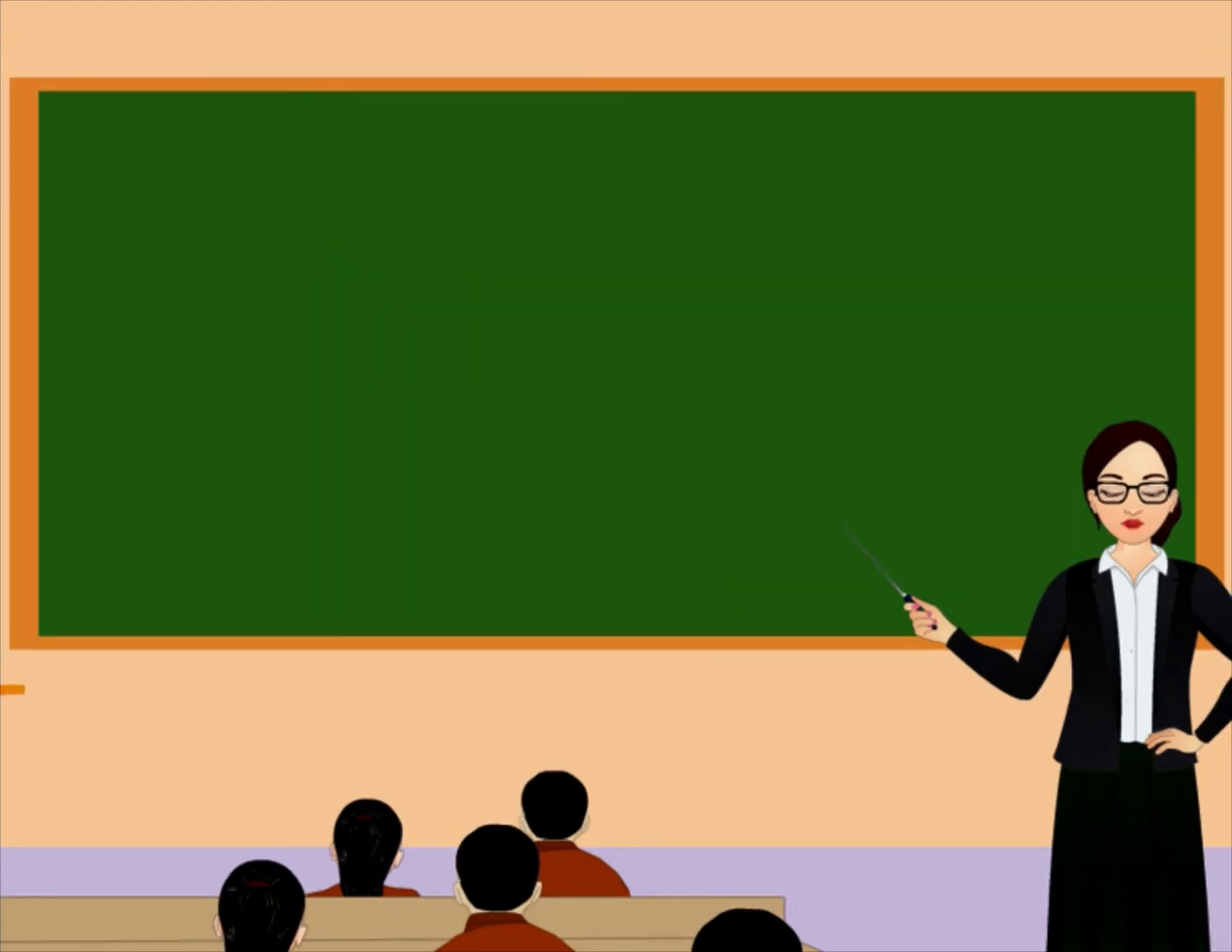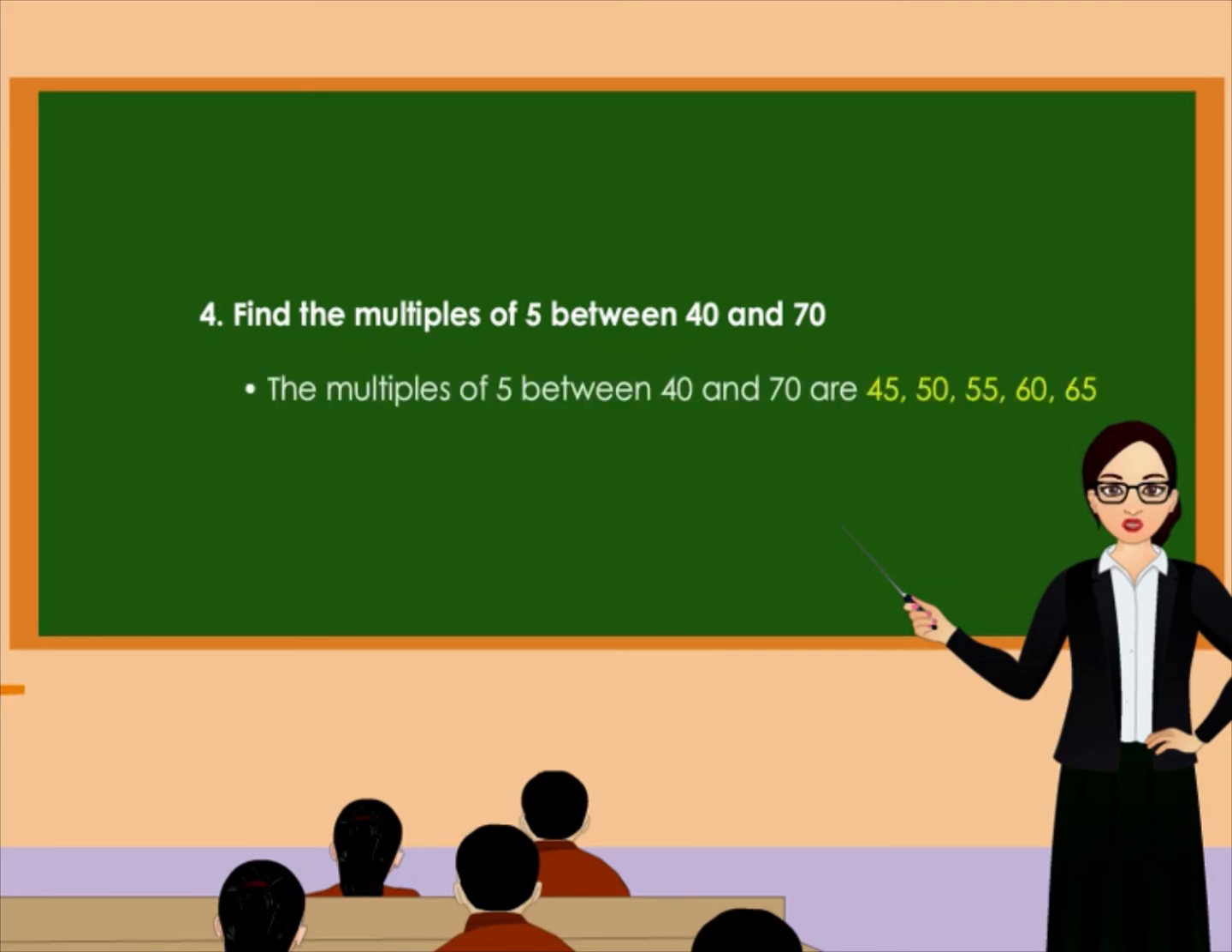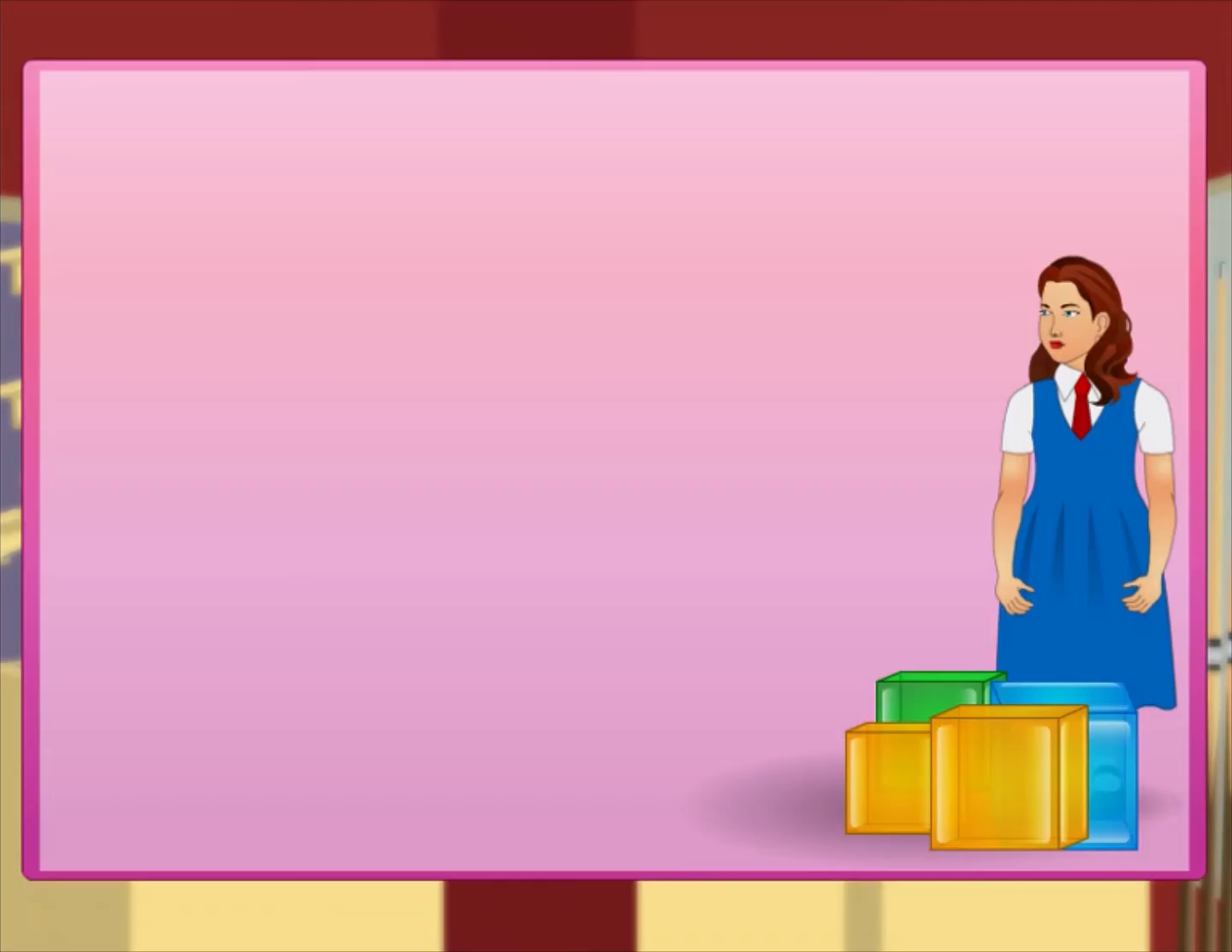The last example is find the multiples of 5 between 40 and 70. The multiples of 5 between 40 and 70 are 45, 50, 55, 60, and 65.